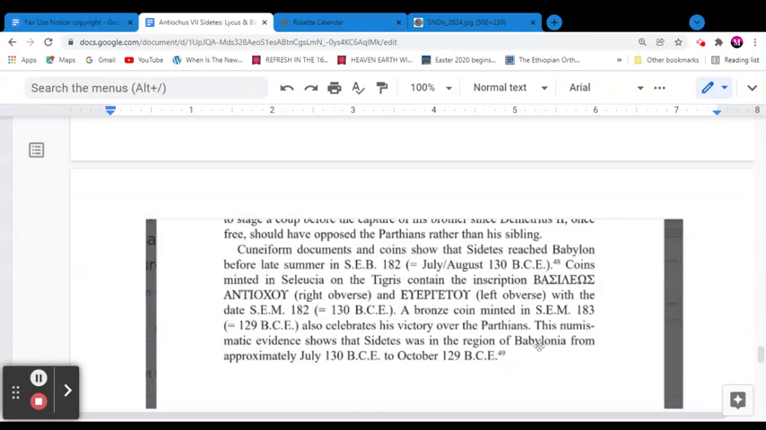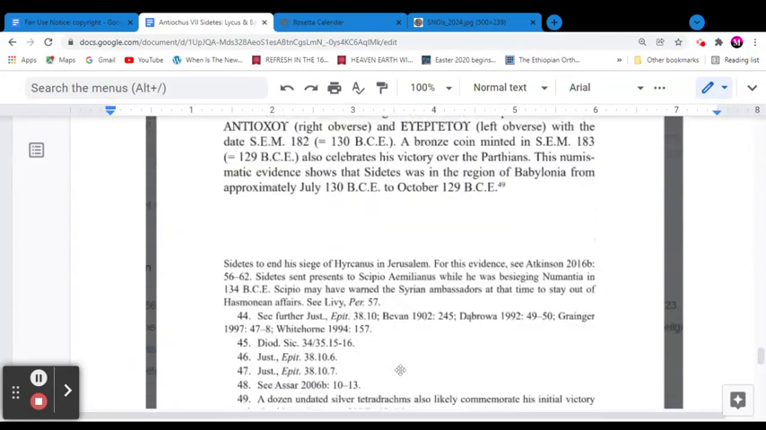This numismatic evidence shows that Sidetes was in the region of Babylonia from approximately July 130 BCE to October 129 BCE. So, you might see some slight variation with the month, but it's confirming what we're telling you. Summertime, where all these events took place: Pentecost, the battle at Tigris, and him entering into Babylon.